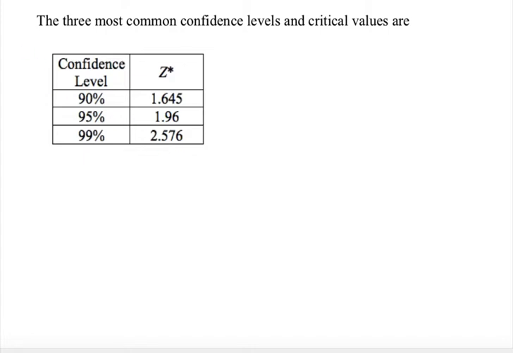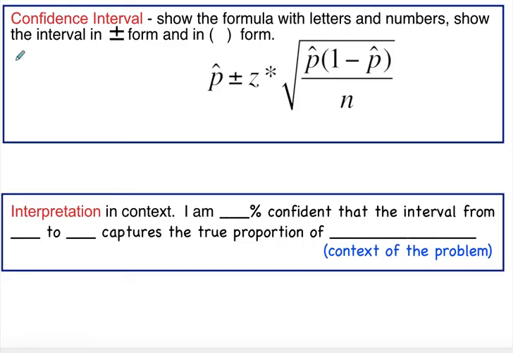Okay, so now we just need to practice actually computing a confidence interval. So again, here's your formula. You need to show the formula. Then you need to show the numbers plugged in. Then you're going to show something plus or minus a number. And then you're going to give it in interval form. So it's going to be like parentheses, lower bound and an upper bound. And I'll show you how to do that.